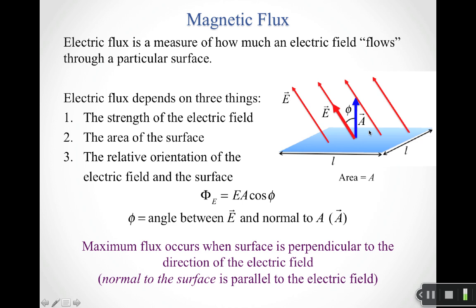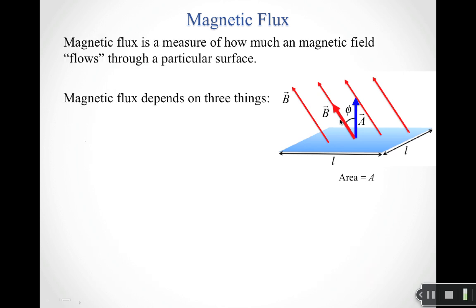If you want the maximum flux, you get the maximum flux if you rotate the surface so that the area vector lines up with the electric field vector. So the maximum flux occurs when the surface is perpendicular to the direction of the electric field, which means that the normal to the surface, that's the area vector, is parallel to the electric field. That's how I maximize my flux: I make the surface itself perpendicular to the electric field so that the area vector lines up. I get the area vector and the electric field pointing in the same direction.